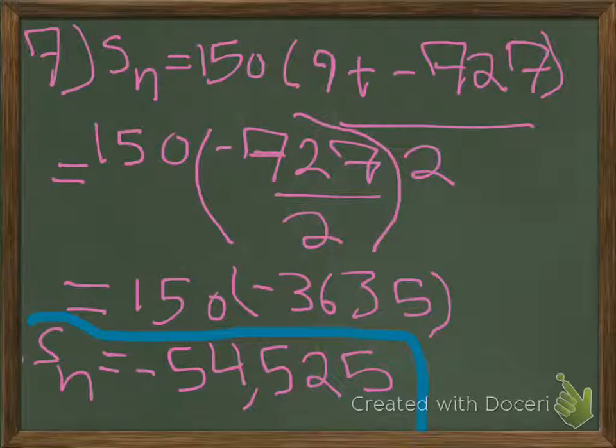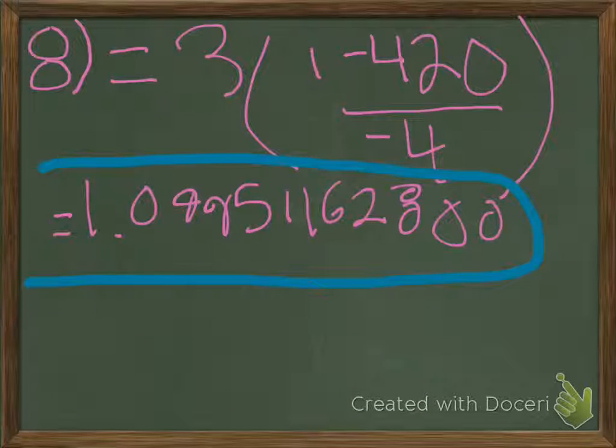Number 7. What is the sum of all 150 terms from question number 5? So what you do is you take Sn equals 9 plus -727 over 2, which then gives you 150 parentheses -727 over 2, which when you divide down gets you -3,635 times 150. So your answer would be Sn equals -54,525.